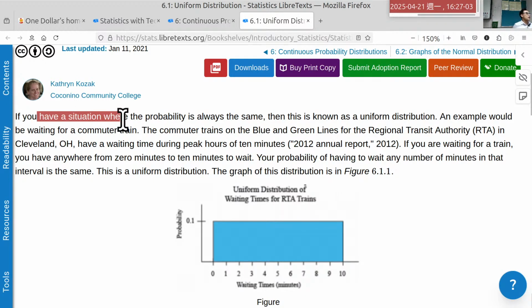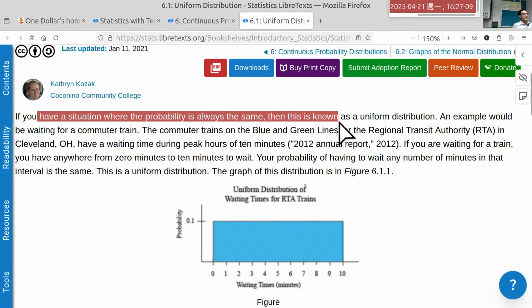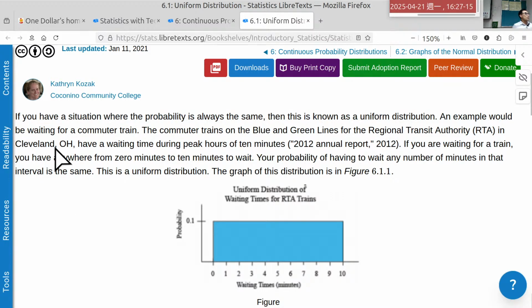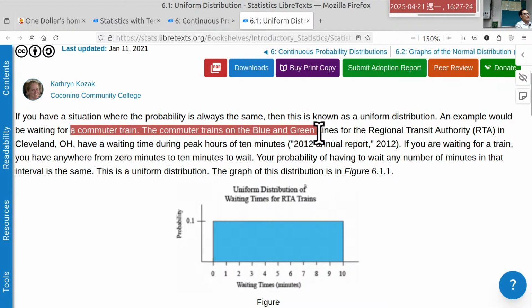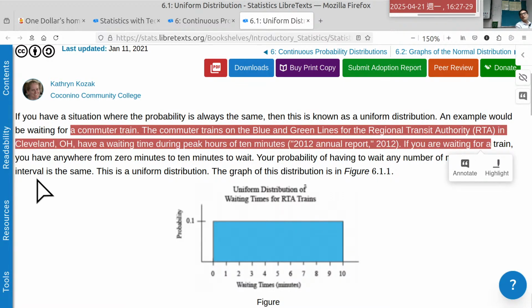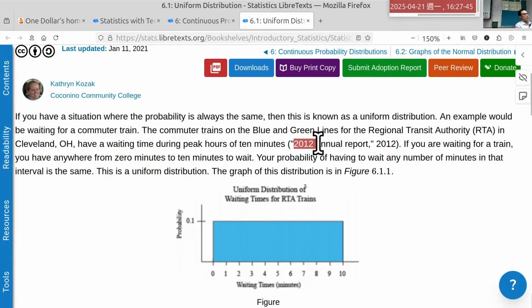If you have a situation where the probability is always the same, this is known as uniform distribution. An example is waiting for a commuter train. The commuter trains on the blue and green lines of the Regional Transit Authority (RTA) in Cleveland, Ohio, have a waiting time during peak hours of 10 minutes. The information source is here.